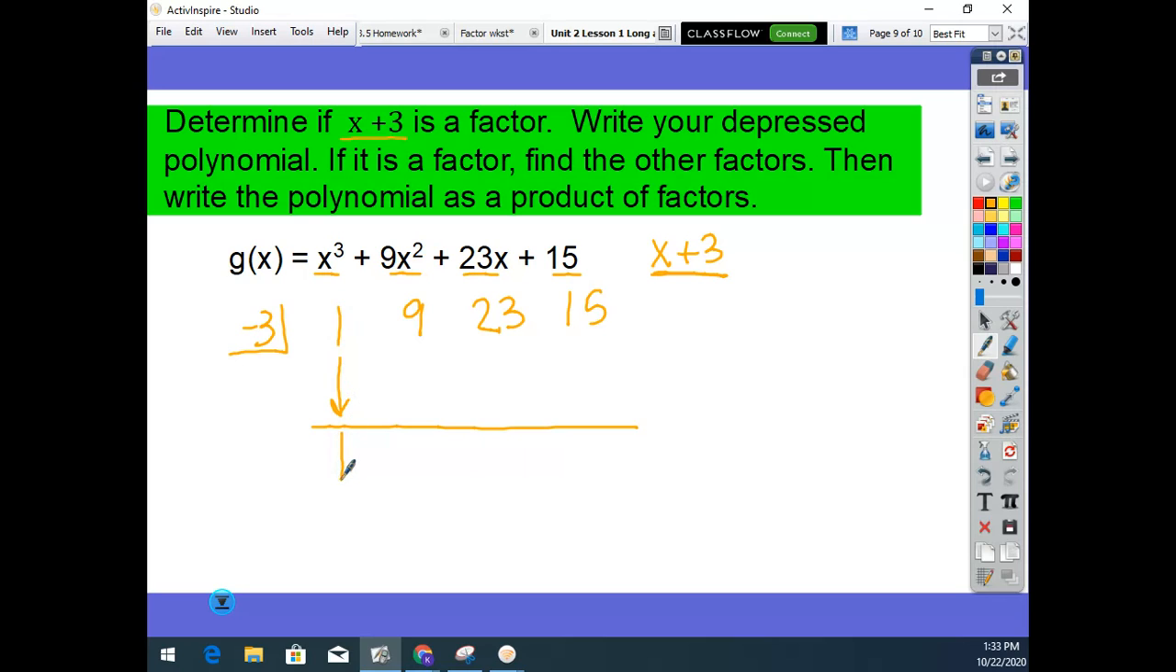Bring down the 1, multiply, add, multiply, add, multiply, add. Remainder is 0. Therefore, x plus 3 is a factor.